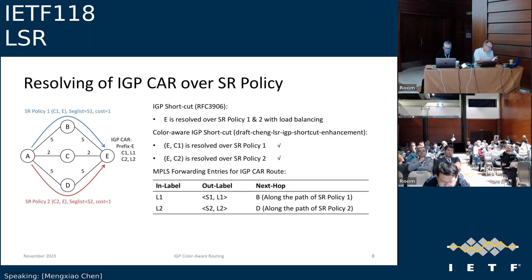IGP shortcut can be used to steer IP traffic into SR policy, but if there are multiple SR policies to the same endpoint, the traffic will be load balanced, which is not desired in IGP CAR. So the IGP shortcut mechanism is enhanced to be color aware. The key point is to choose the SR policy with the same color as the next hop for each pair of E and C. And then the forwarding entry for the IGP CAR route will be installed. The in label is the CAR label. The out label is the segments in SR policy plus the CAR label.